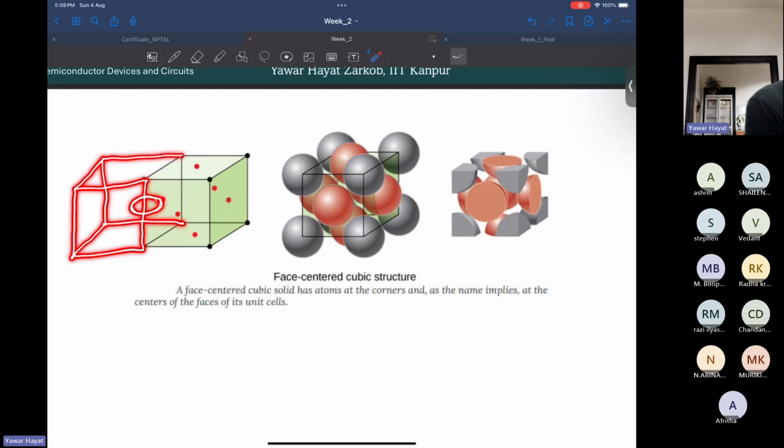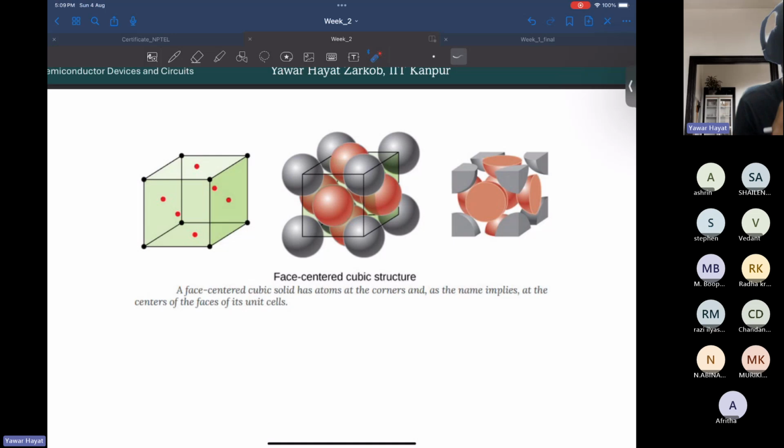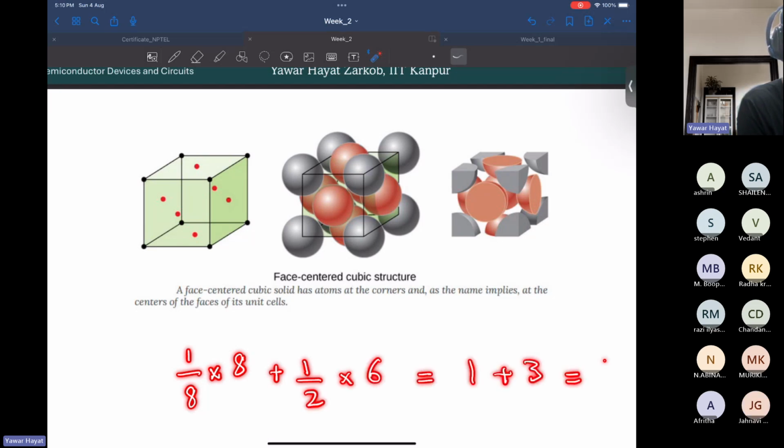The atom lying on the face is shared by 2 unit cells, right? So the contribution for 1 unit cell would be half, right? And there are 6 faces in the cube. So we'll have half times 6 contribution from the ones present on the faces of the cube, right? And in addition to that, we have the 1 by 8 contribution on the corners, and there are 8 corners. 1 by 8 into 8 plus 1 by 2 into 6, which is 1 plus 3, that is 4.